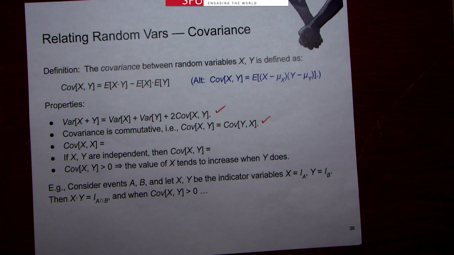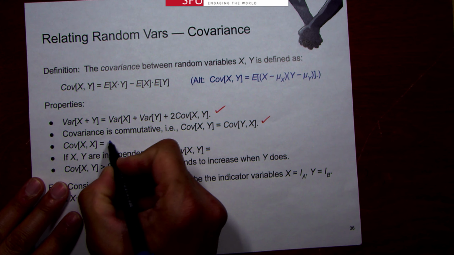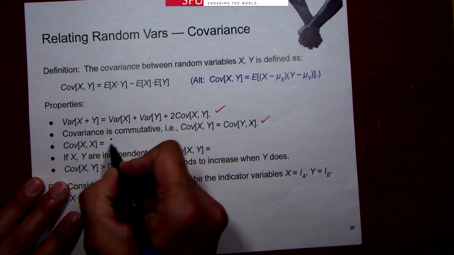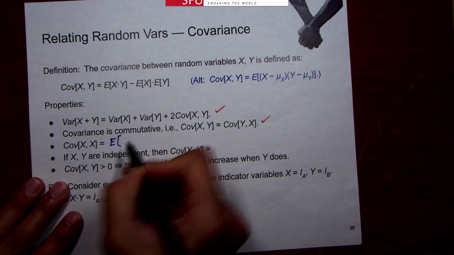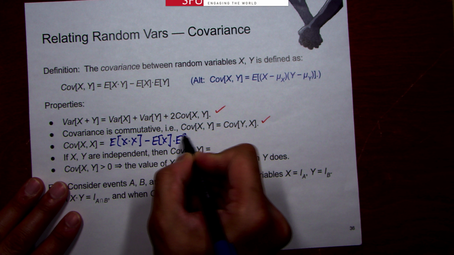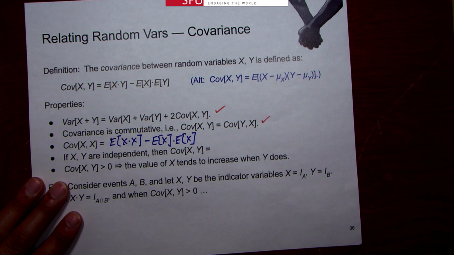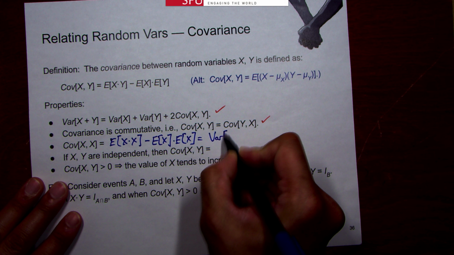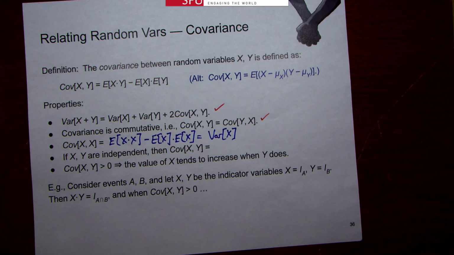What's the covariance of x with x? It seems a little weird. Yeah, it is. If you look at what's happening here, this is expectation of x times x, which is x squared, minus the expectation of x times the expectation of x, which is the mean squared. That's exactly the shortcut theorem to get the variance. So the covariance of x taken with itself is just the variance.